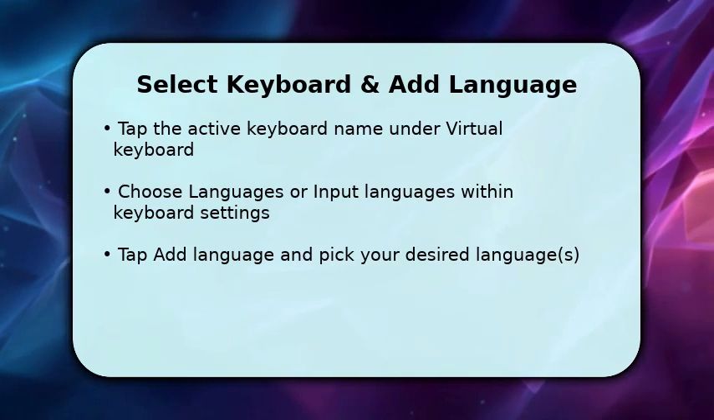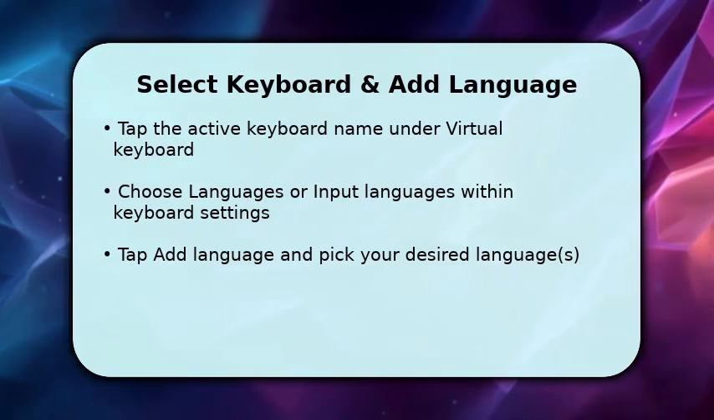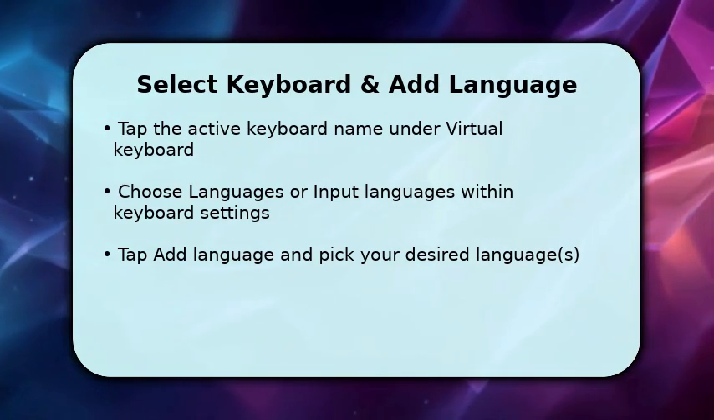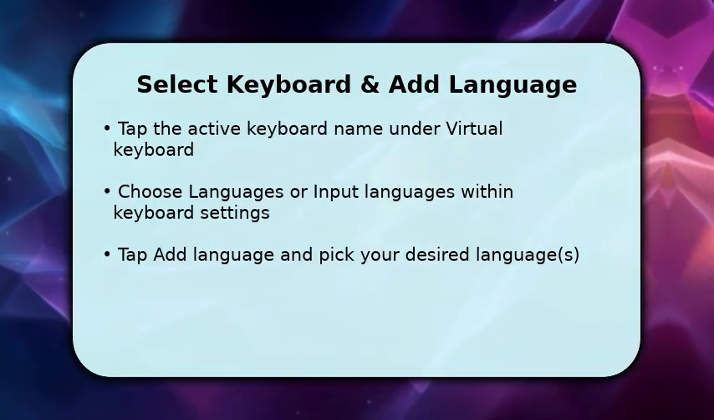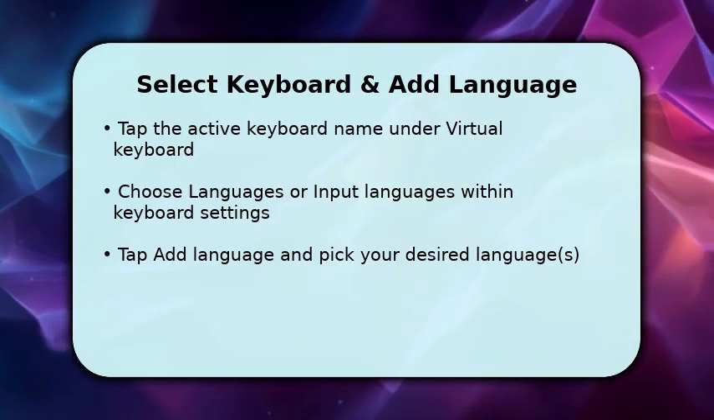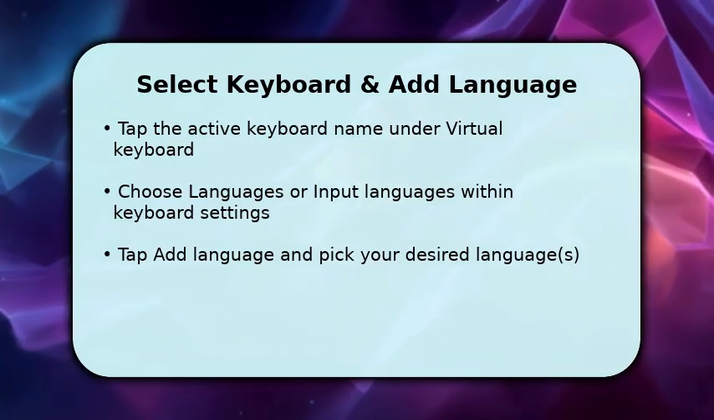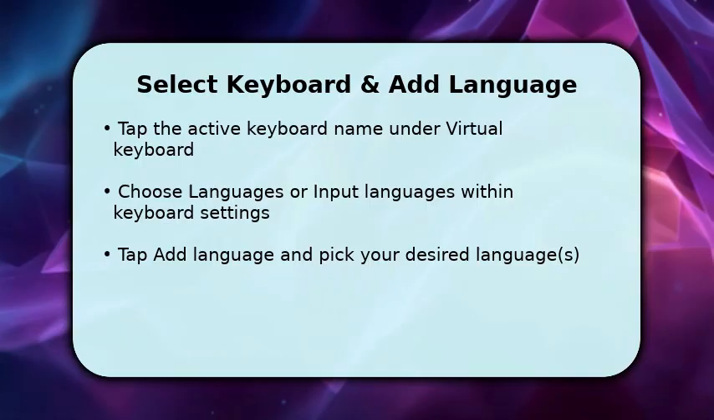Next, tap the keyboard's name to open its configuration. This is where Language Packs live. In the keyboard settings, find Languages or Input Languages. The label varies by keyboard. Tap that, then use Add Language to download or enable the language you need.